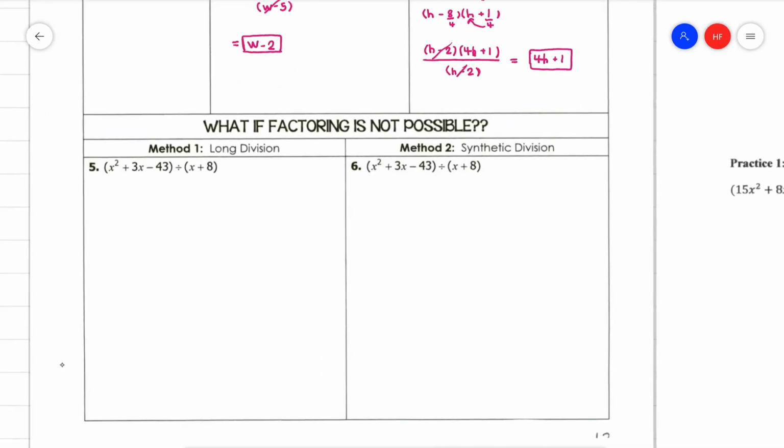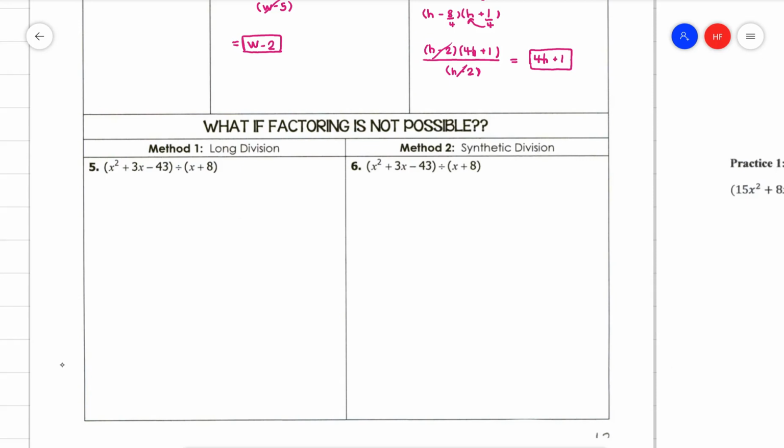So now what if we cannot factor? Well, there's two different ways that we can divide. We've got long division and synthetic division. We're going to start with long division, and then we will go over synthetic division a little later this week.